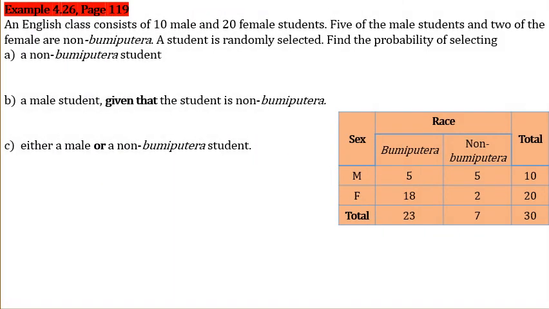An English class consists of 10 male and 20 female students. 5 of the male students and 2 of the female are non-Bumiputra. A student is randomly selected. Find the probability of selecting a non-Bumiputra student. Okay, this is the cross tabulation table.